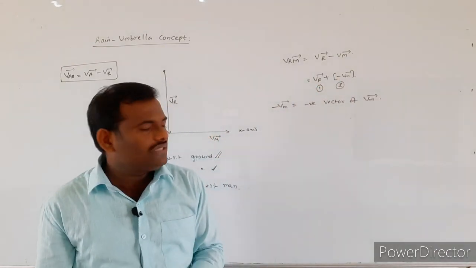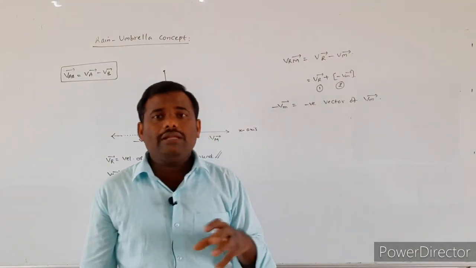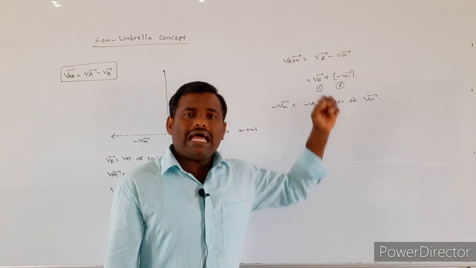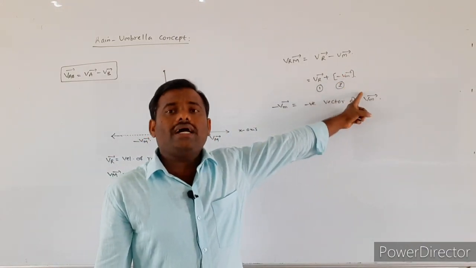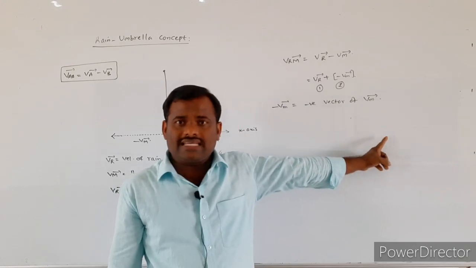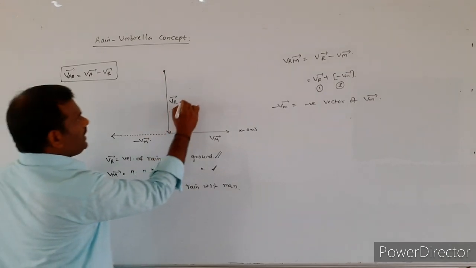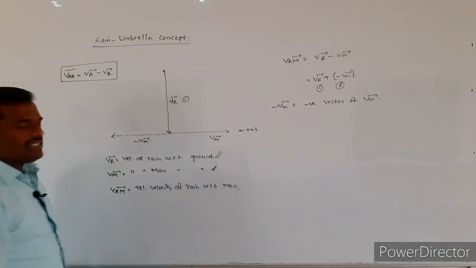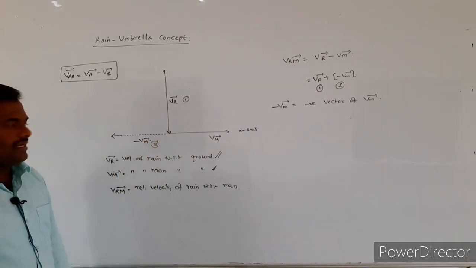Vr bar is indicating what? Velocity of the rain with respect to the ground. That first vector will be vectorially added to the negative vector of Vm bar. Coming to this diagram again, Vr bar is indicating which vector? First vector, and Vm bar is indicating what? Second vector.